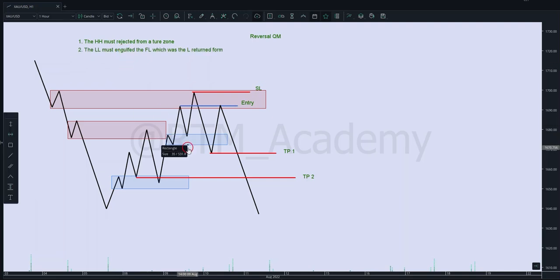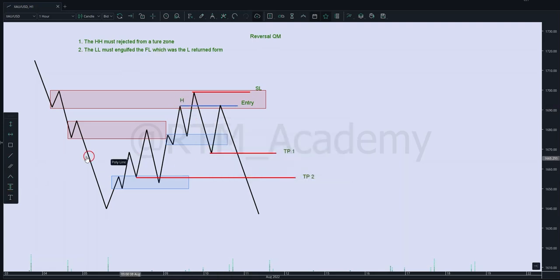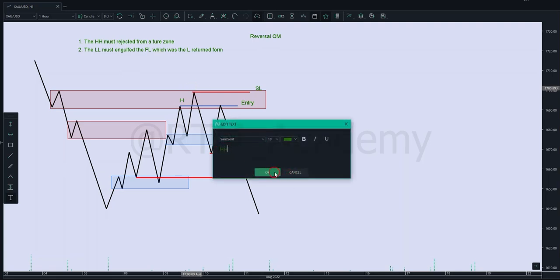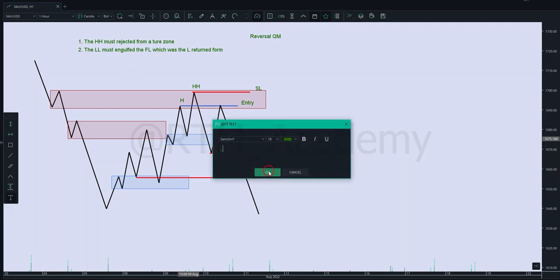So this area, this FL, which is our lower low returned from, should be engulfed by the lower low. Sorry, this area which our low returned from must be engulfed by the lower low. Let me write here, it's a high, and it is a higher high, it is a low, and this is the lower low.